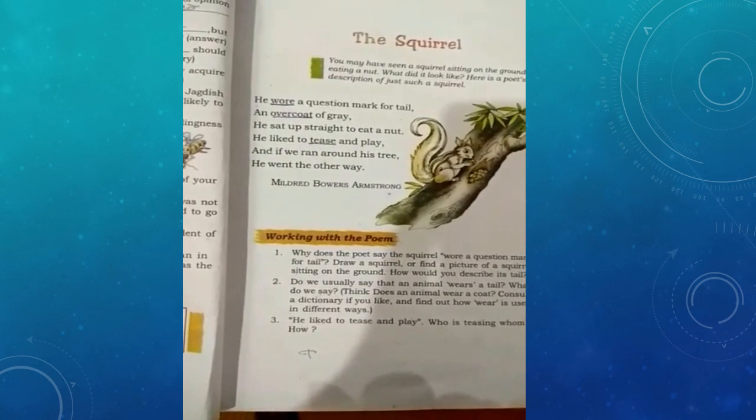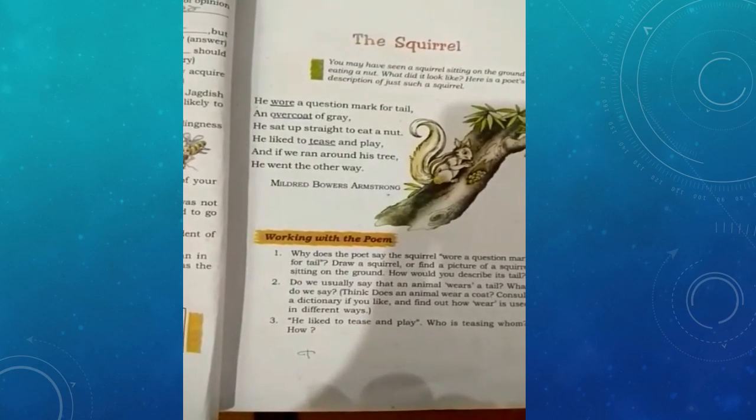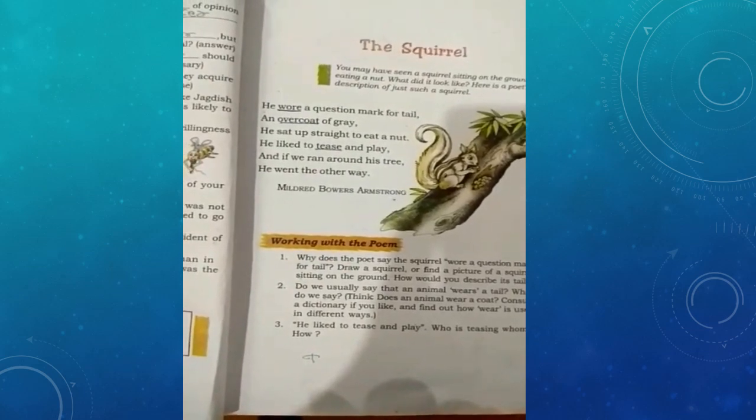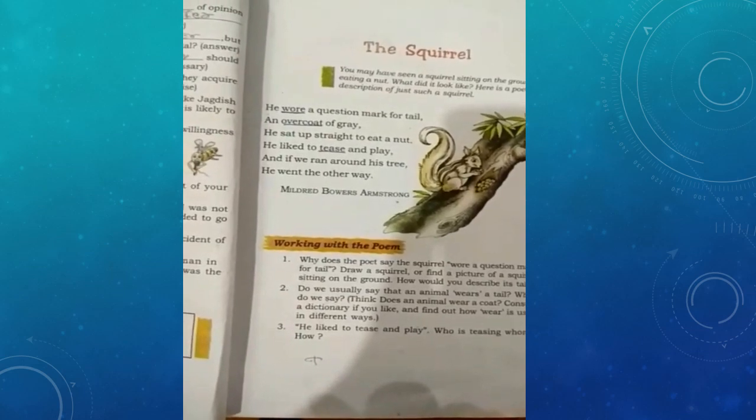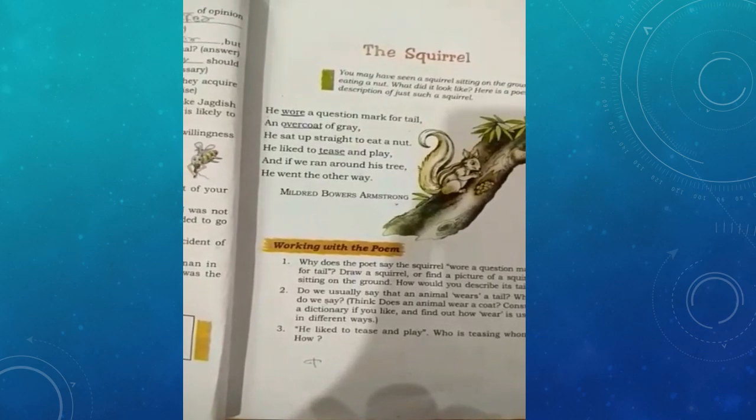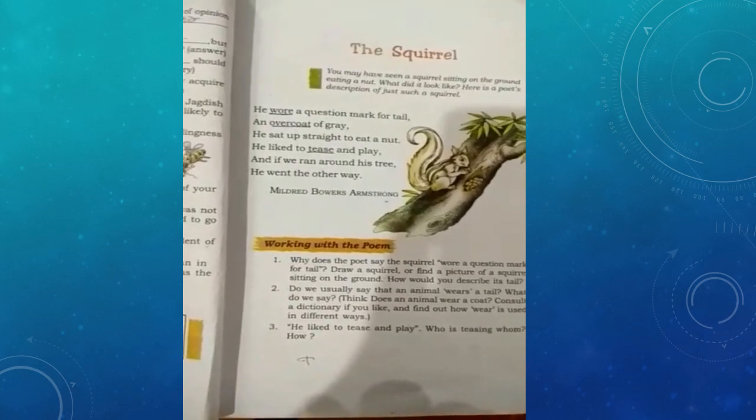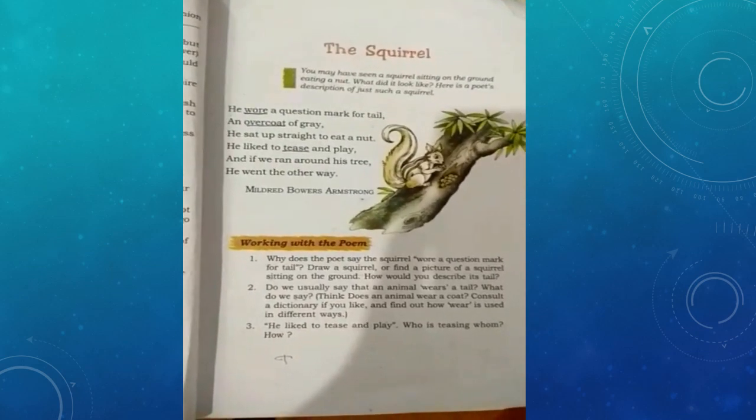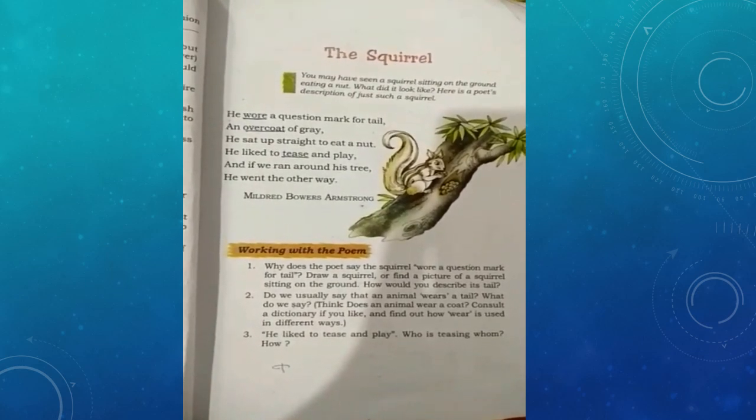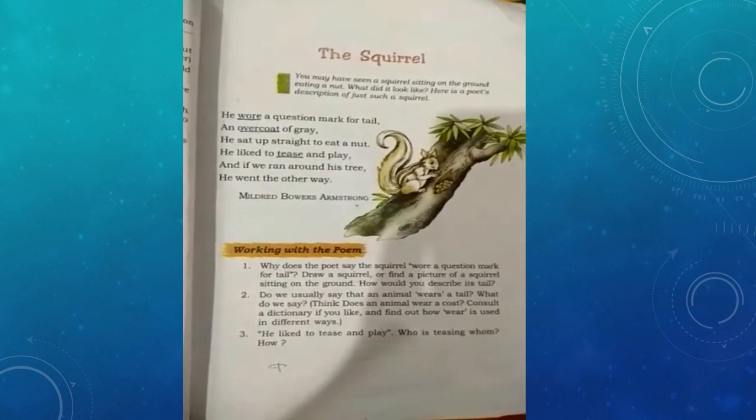Here the poet used we for himself and his friends. So the poet said that the squirrel wouldn't be frightened. He would like to tease and play. And to do so, he would also run around the tree, but from the opposite side, from the other side. So dear students, we can say that here the poet very simplistically discusses the various aspects of the squirrel, which each one of us must have observed closely.